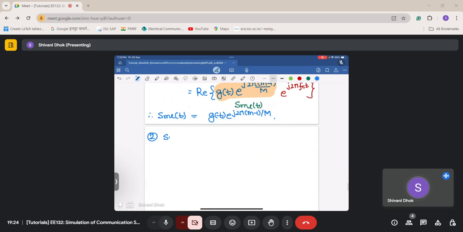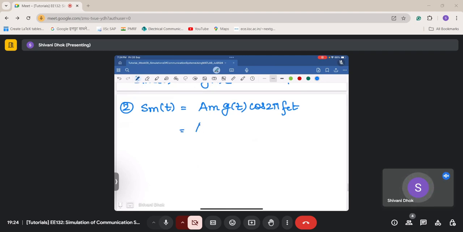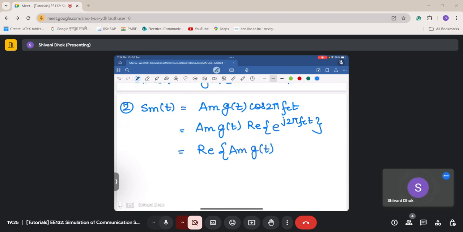So for this, my s_m(t) is equal to A_m cos(2π f_c t) into g(t), where g(t) is again a real valued function. So again, I can write this as A_m into g(t) into the real part of e^(j2π f_c t). These two are real, so we can just take it inside. So this is equal to the real part of A_m g(t) e^(j2π f_c t).